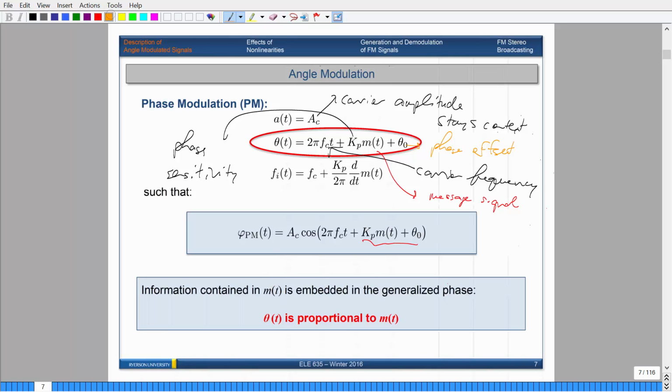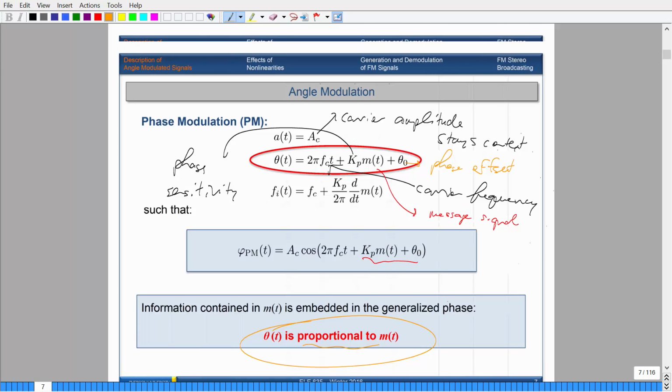So this is actually very important. The phase is directly proportional to the message. That makes sense. So as the message changes, the phase will also change as well. Okay.